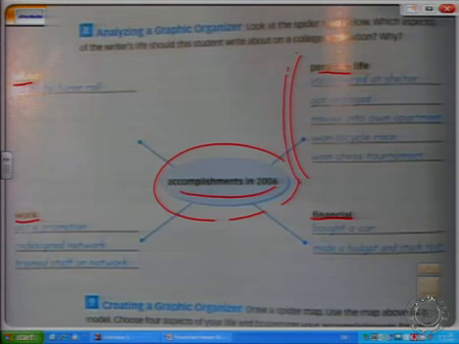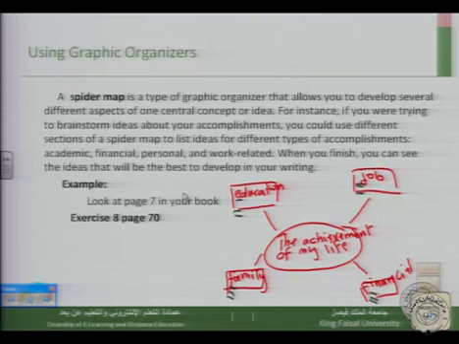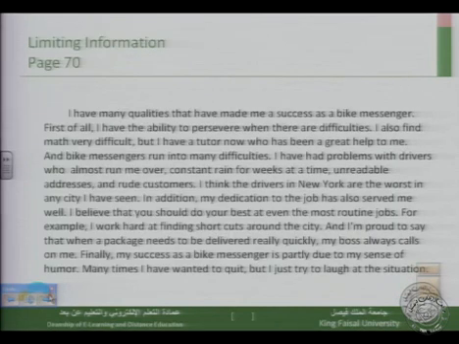Okay? Good. So this spider map is important to help you choose or decide which qualities you are going to write about and which is the point you are going to develop in your writing. Okay? Good. We'll move now to the next slide. This is exercise 8, page 70. We finished it. We will move to the next slide now.